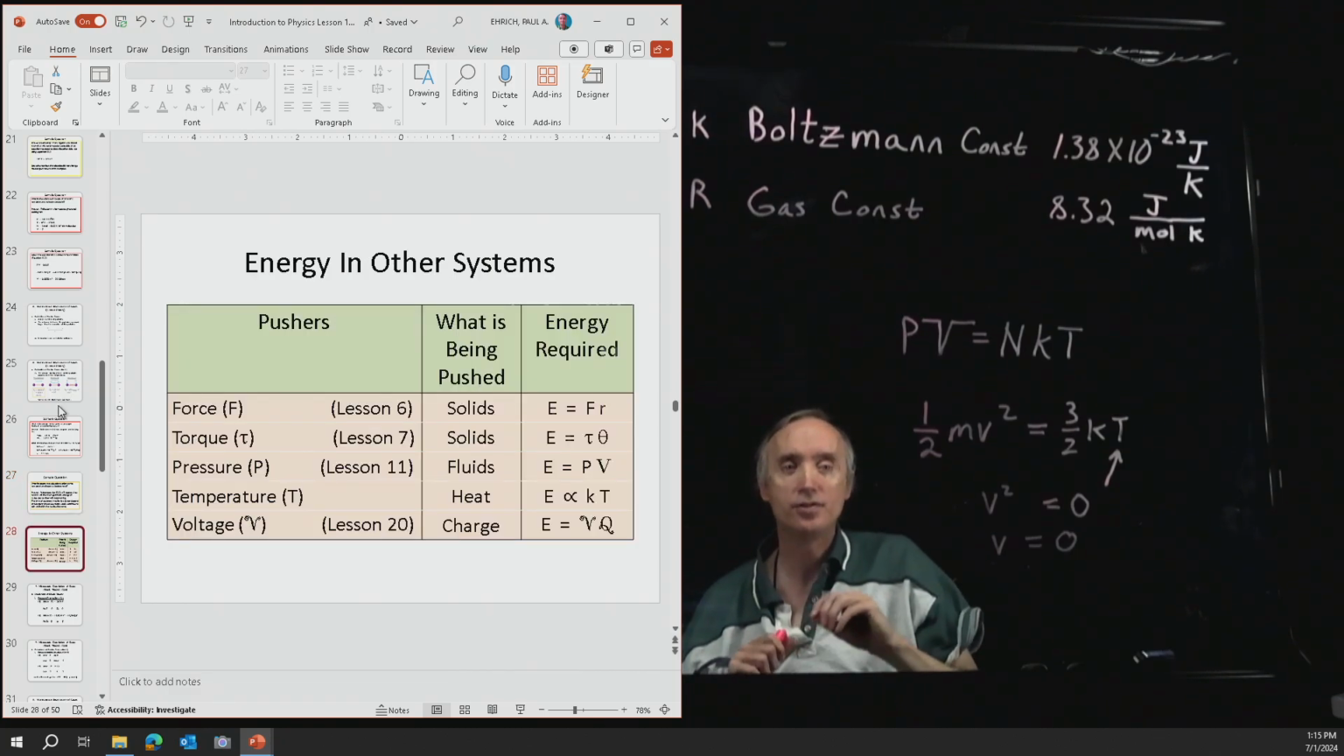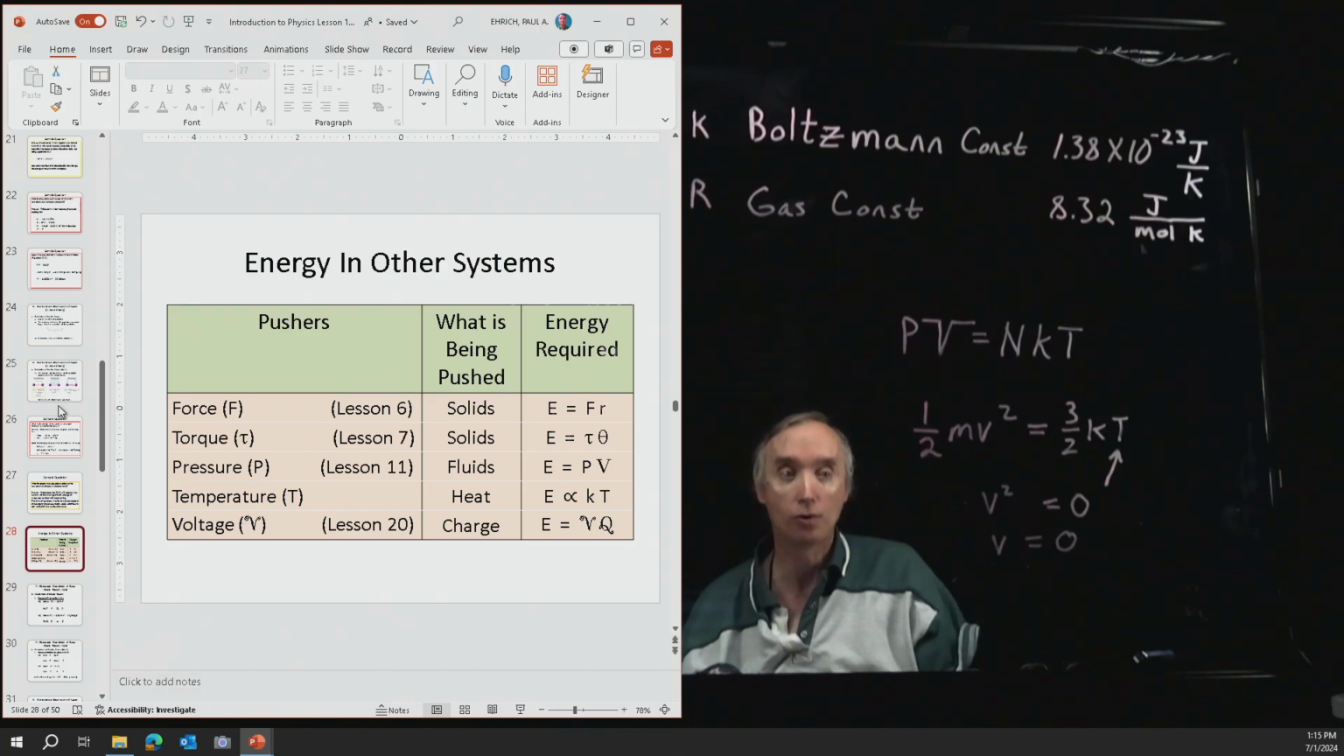Okay, so let's do a little bit of a summary here about pushers in different kinds of systems and how they're related to energy. So in lesson number 6, we learned what a force was. A force is a push or a pull.